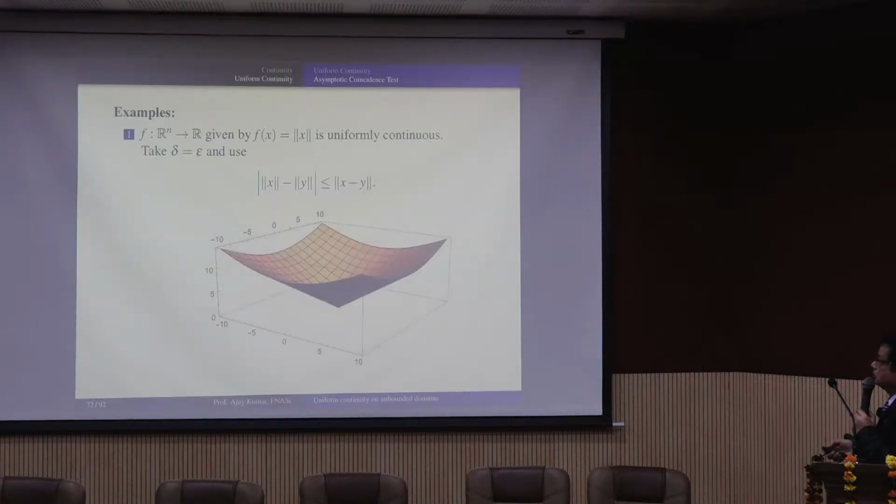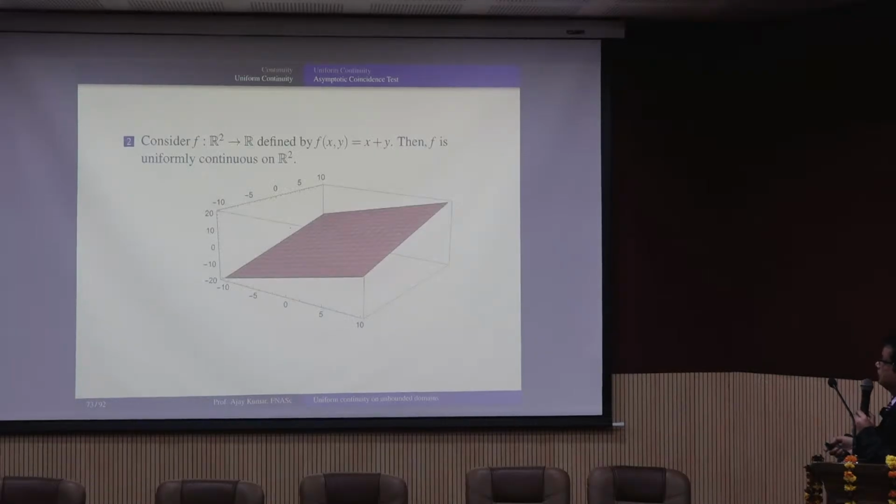Here, for Rn to R, f(x) = |x| is uniformly continuous. Take delta equal to epsilon, and this function looks like this nice function. Similarly, f(x,y) = x + y, which is the plane, is uniformly continuous on R2.